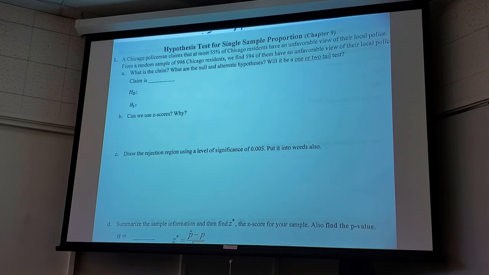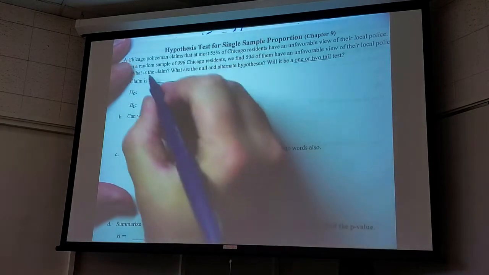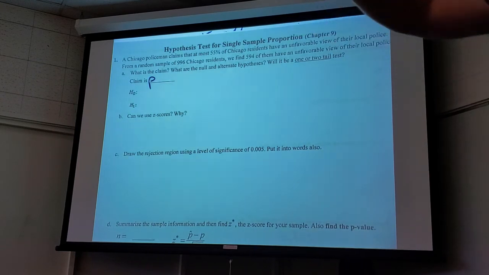All right, what's their claim? That 55% of Chicago residents have an unfavorable view of their local police. Cool. Now take that English and transform it into Mathish. What do they think about the percentage of Chicago residents who have an unfavorable view of their local police? What do they think is true about that percentage? I'm gonna put a P down. They're making a claim about a percentage. They think that percentage is at most 55%. So how do I translate that into Mathish? What does that most mean? Would that mean P is less than or equal to? Good.